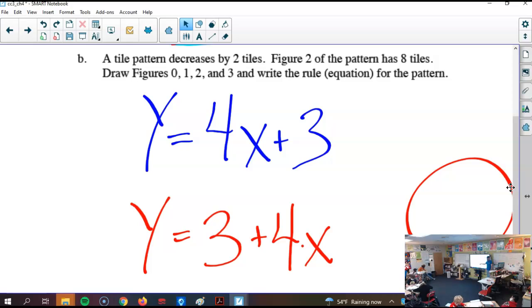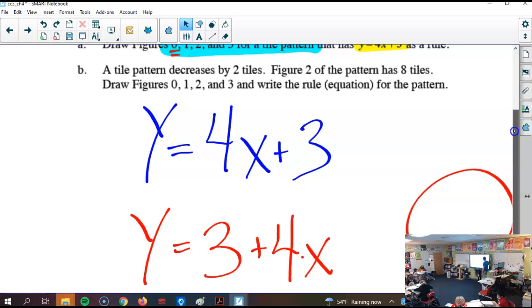4x plus 3, 3 plus 4x. I start at 3 and I add 4 however many times I need to. So you get to draw this however you want. You could make it be like a person or whatever. Just make sure that the growth would be able to be identified by somebody else.